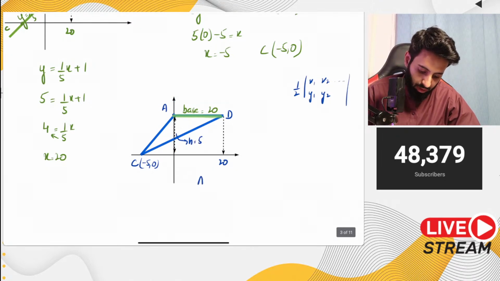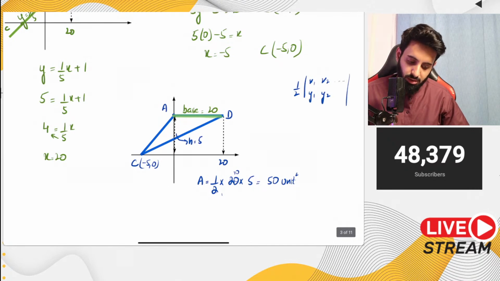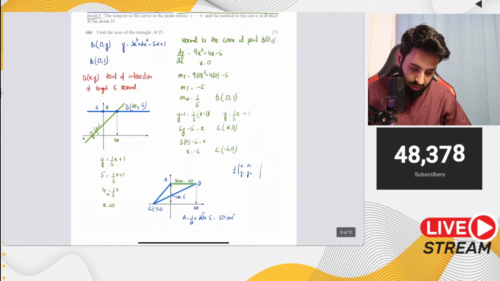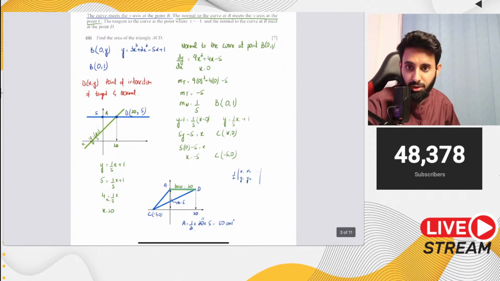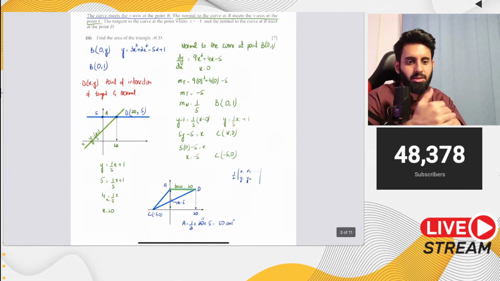Now we can find the area easily. Half into base, which is 20, into the height, which is 5. So work this out. 2 ones are 2, 2 tens are 20, so 10 into 5 equals 50 square units. Okay, and there you go, fellas. That's your answer. And as always, take a good look at it and let me know what your thoughts are. Easy, medium, insanely difficult.